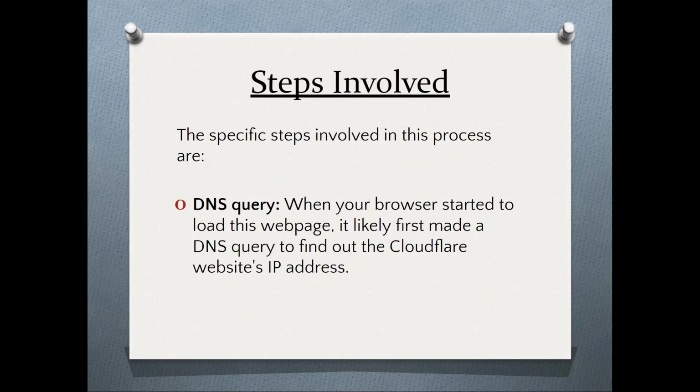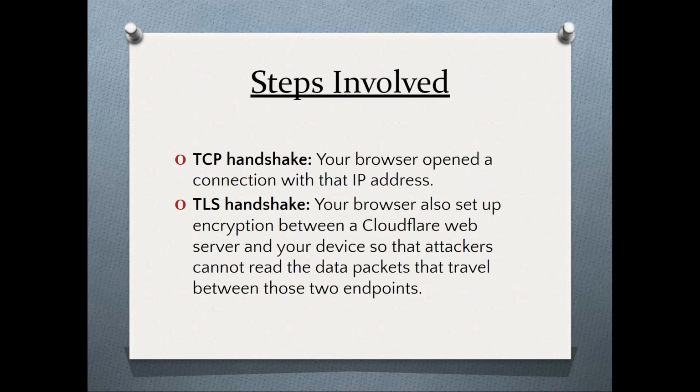Steps involved. The specific steps involved in this process are: DNS query. When your browser started to load this web page, it likely first made a DNS query to find out the Cloudflare website's IP addresses, or YouTube's website addresses. The TCP handshake. Your browser opens a connection with that IP address. The TLS handshake. Your browser also set up encryption between the Cloudflare web server and your device so that attackers cannot read the data packets that travel between those two endpoints.